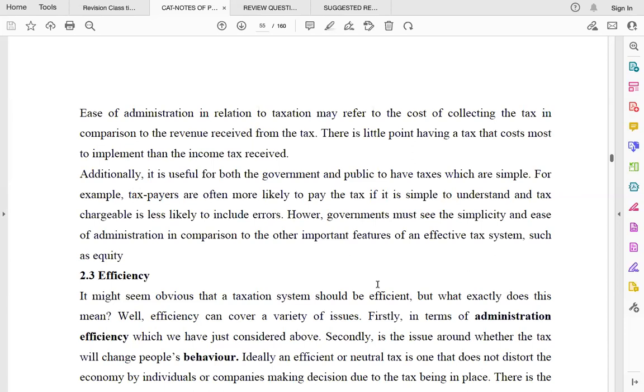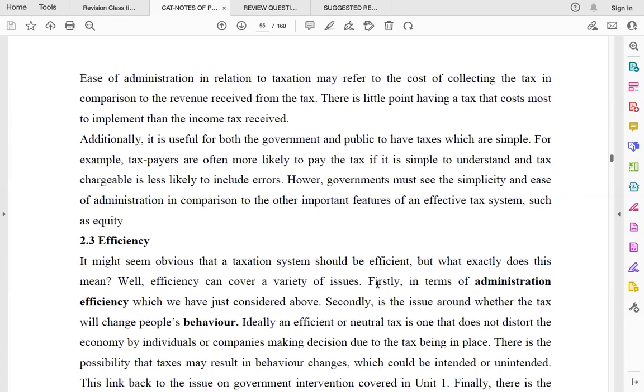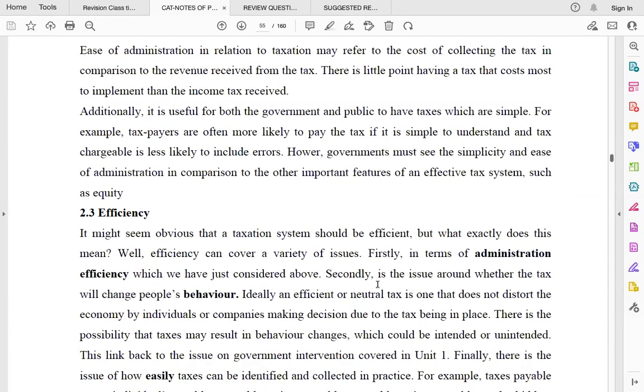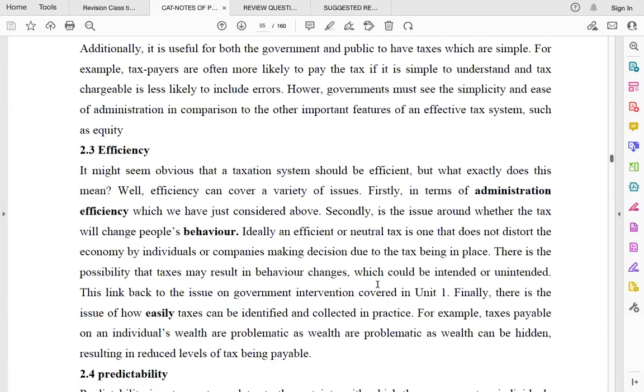In terms of administration efficiency, as we mentioned above, the tax needs to change people's behavior. It should be able to collect tax easily, and you need to put in place systems, tools and techniques that will help you to collect taxes.